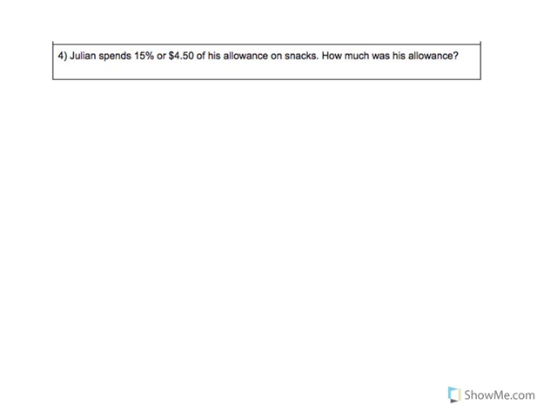Okay, number 4. Julian spends 15% or $4.50 of his allowance on snacks. How much was his allowance? This is a little tricky, the language piece here. When it says 15% or $4.50, they're telling you that $4.50 is 15% of his allowance.